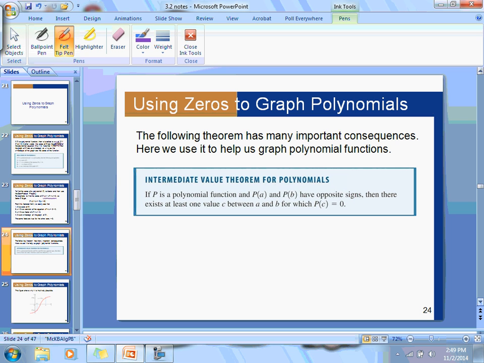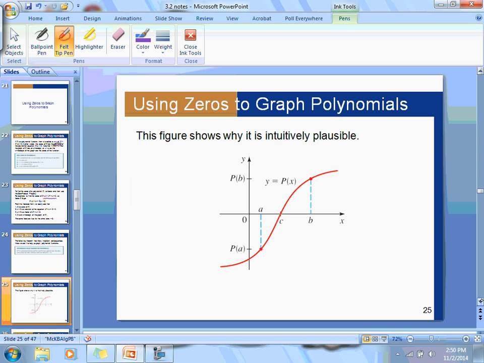Okay, so this is the theorem that they have to basically put all of that information together. It says if p of a and p of b have opposite signs, then there exists at least one value c between a and b for which p of c equals 0. So it's just a fancy way of saying that you can find the zeros of the graphs. And there it's showing an illustration of what a zero means. If you put p of a or p of b into your function, you're going to get those values out. The zeros would be where it crosses though.